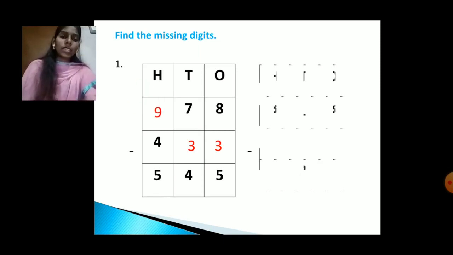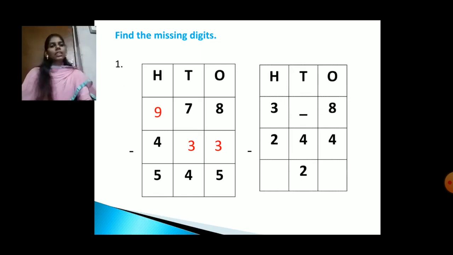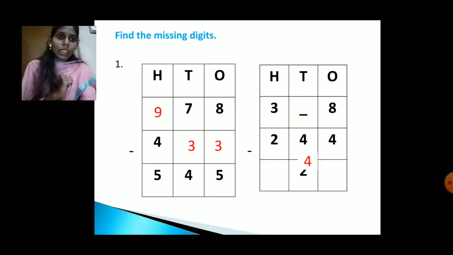Okay, now next. See here. Start from the ones place. Here at the ones place you have to find out the difference. And you know very well it is very easy how to find the difference. You just subtract the smaller number from the bigger number. It means here you subtract 8 minus 4. 8 minus 4 is 4. So we will write 4 under the ones place.